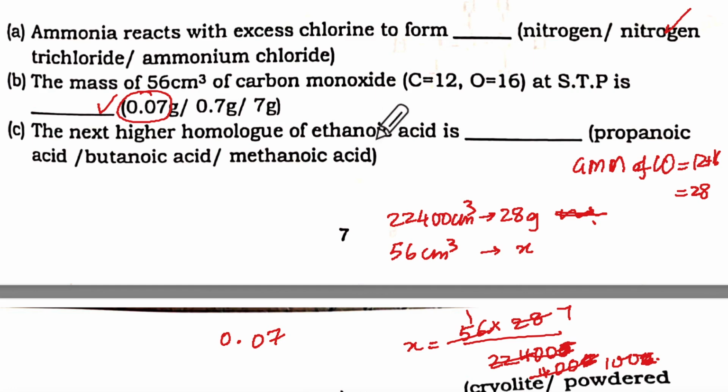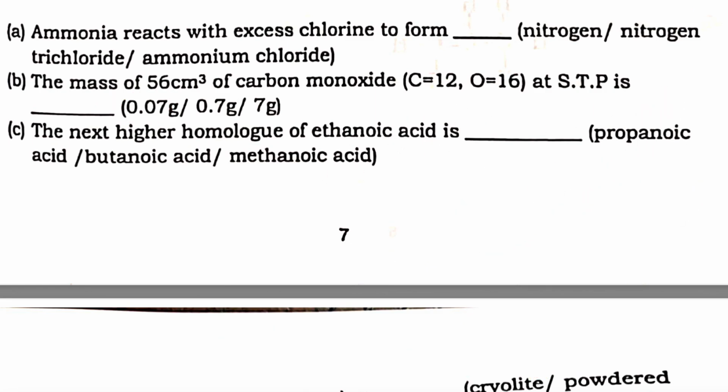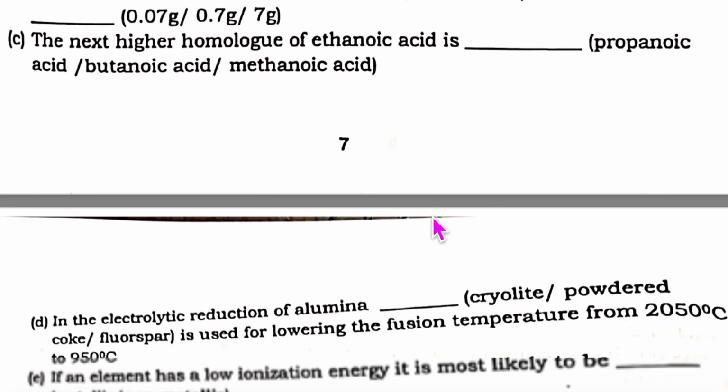The next, higher homologue of ethanoic acid. Now after eth comes prop, no? 2 carbon is eth, 3 carbon is prop, so it will be propanoic acid. Where is propanoic acid? This one. Okay, so homologue means the next one in that homologous series.